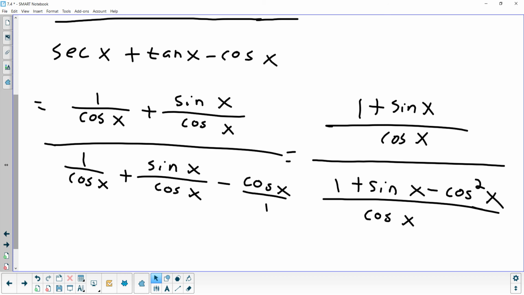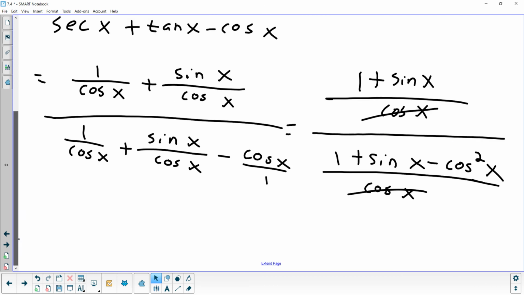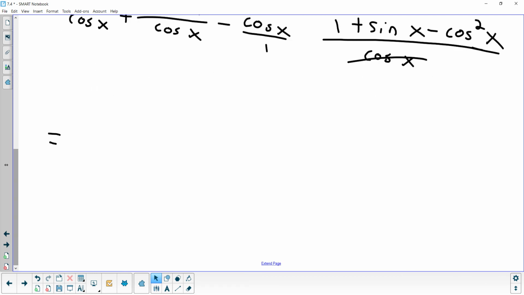Any questions on that? Now, does everybody see how these two things cancel out? Yep. Because if you were to flip and multiply, this cosine would go to the top and it would cancel this cosine in the bottom. So what you're left with now is this.